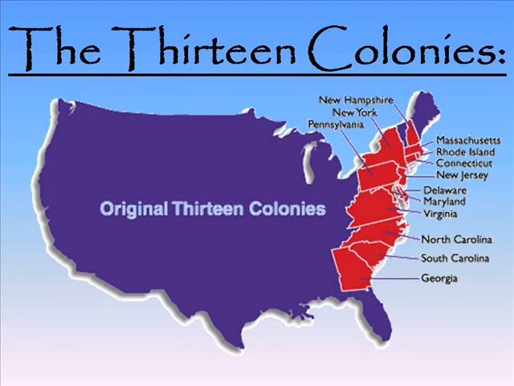Yo, yo, yo, today we're going to be talking about the 13 colonies. Let me hit you with some knowledge. We're talking about New Hampshire, New York, Pennsylvania, Massachusetts, Rhode Island, Connecticut, New Jersey. But don't forget Delaware, Maryland, Virginia, North and South Carolina, and Georgia. We're going to be talking about the 13 colonies of the United States, the original 13 colonies.